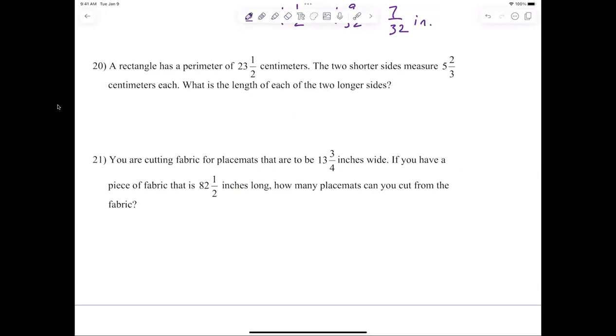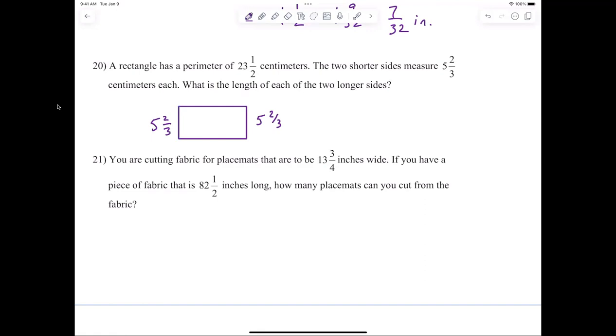Rectangle perimeter 23 and 1/2 centimeters, the two short sides of it 5 2/3 centimeters. Each was the length of each of the two other sides. All right, now before you tell me how to do this, I'd like everybody to draw a rectangle for me. And then put on your two shorter sides, what measurement? I'm waiting for Jackson. What measurement? 5 2/3. That is correct. This is 5 2/3. This is 5 2/3. So how do I figure out what the length is? Tell me.